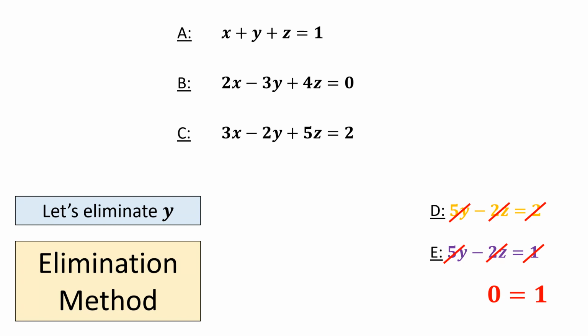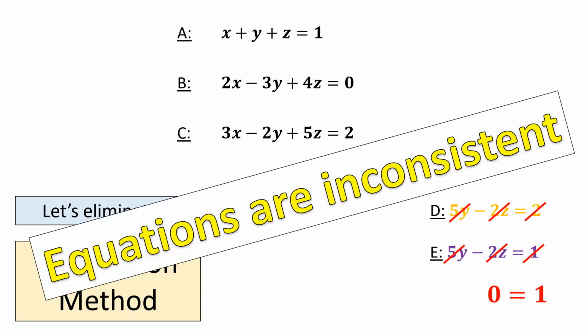If we got 0 equal to 0, the proof is that they are dependent equations. But when we get 0 equal to some other number, 1, or something equal to something else, we know this doesn't make sense. Something's not right, and so there is the proof that these equations are inconsistent. When you get 0 equal to something else, or something equal to something else.